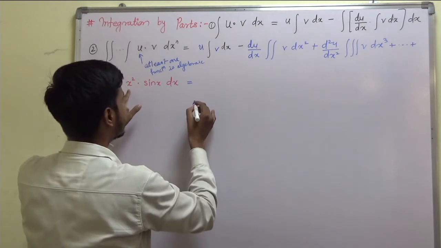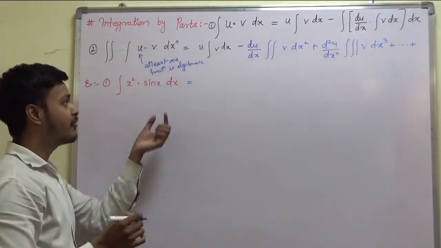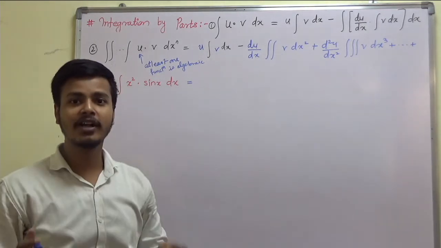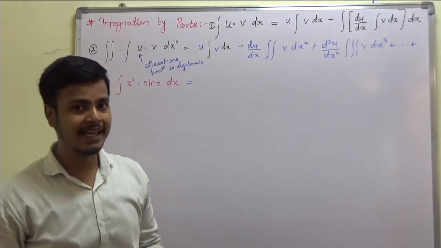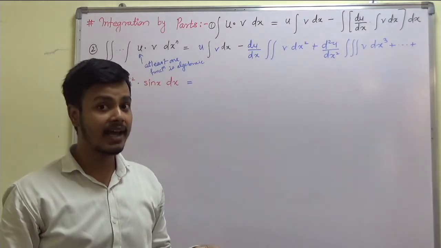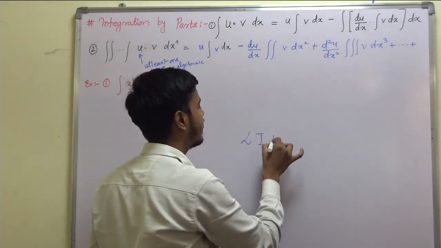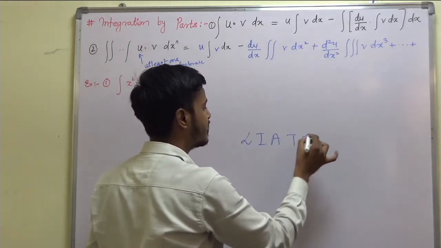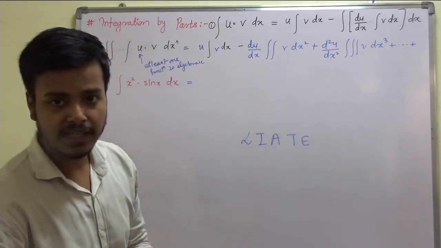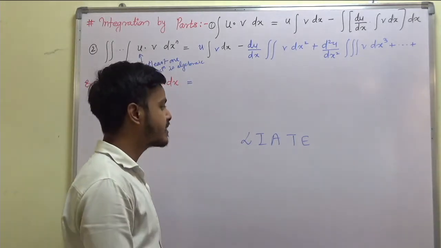Before I solve this problem, let me tell you one rule, which is the LIATE rule. Some people call it the Light rule. L-I-A-T-E. So the LIATE rule is very important as far as integration by parts is concerned.